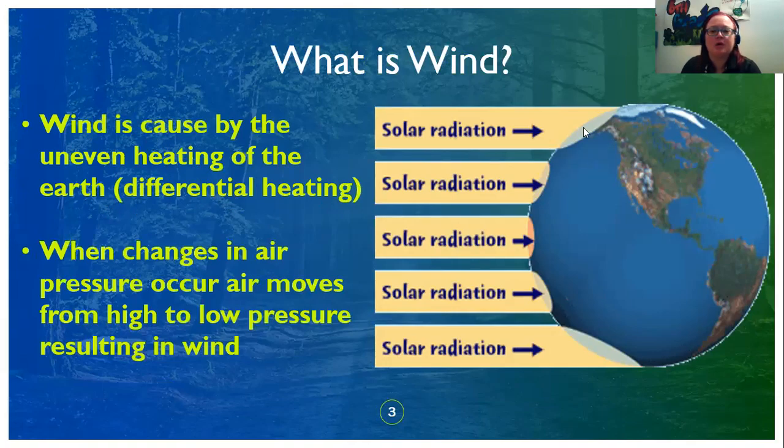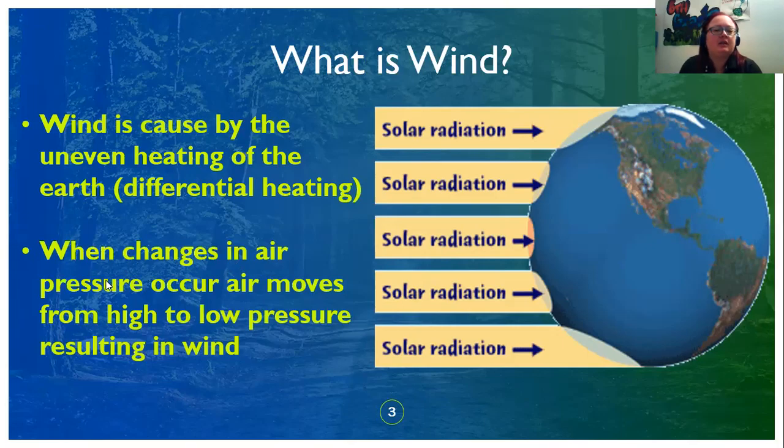Differential heating. Remember, earth is heated differently because of its tilt and its shape. So the sun does not directly hit the top of the earth or the bottom of the earth. It really does directly hit the equator, which is why it's so hot, right smack in the equator in the middle of the earth. And Florida is not at the equator, but we're a lot closer to it than, let's say, Canada, which makes it a lot hotter for us.